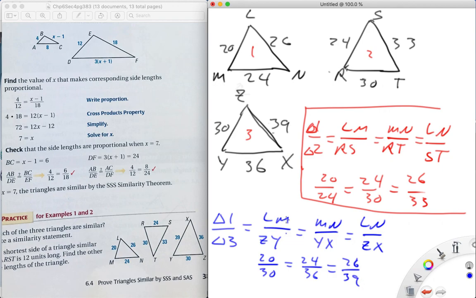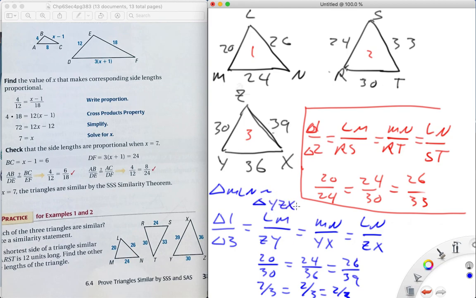Alright, so here I get 2/3, 2/3, 2/3. They're all the same. So these guys are similar. So triangle MLN is similar to triangle YZX.